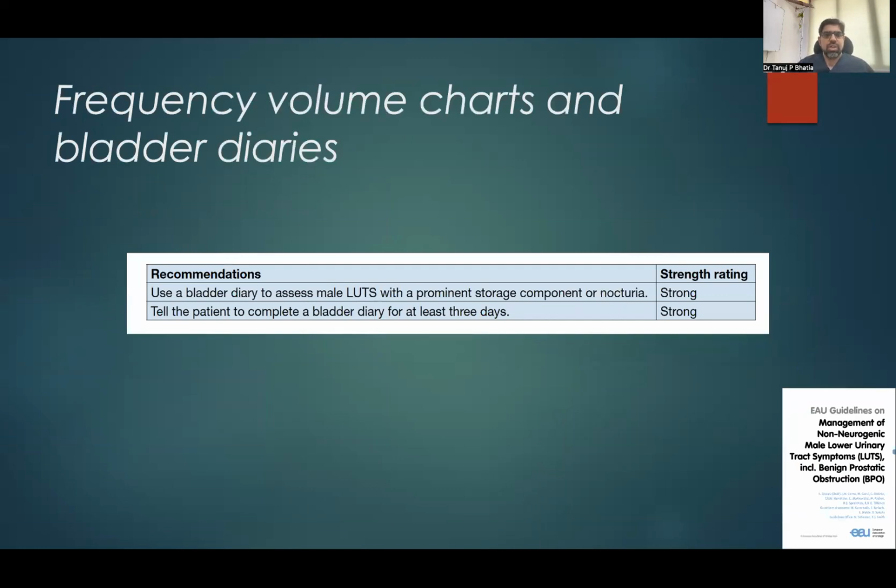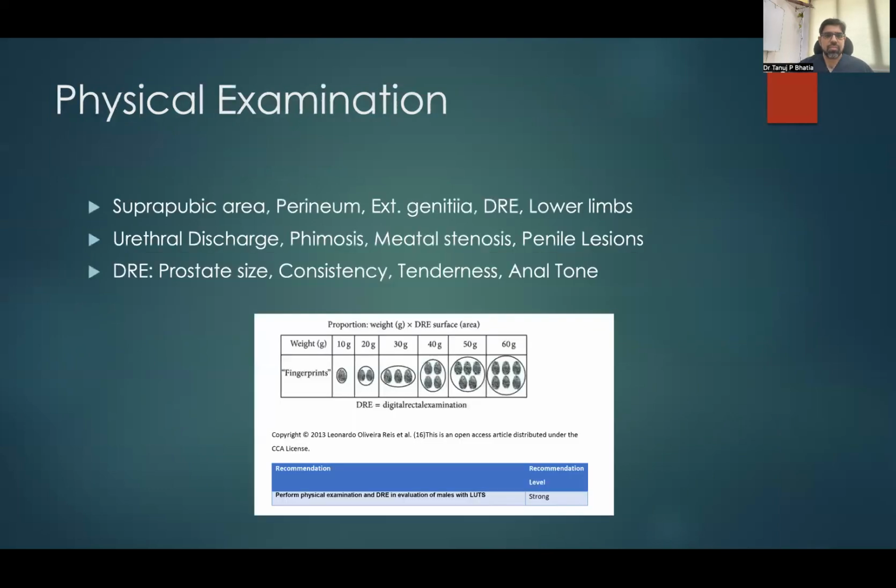Regarding frequency volume charts and bladder diaries, there is a strong recommendation from EU guidelines to use bladder diary in patients with male LUTS with predominantly storage component of symptoms or nocturia. And the patient should be asked to complete the bladder diary for at least 3 days.